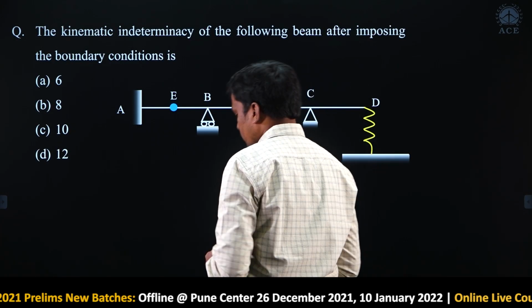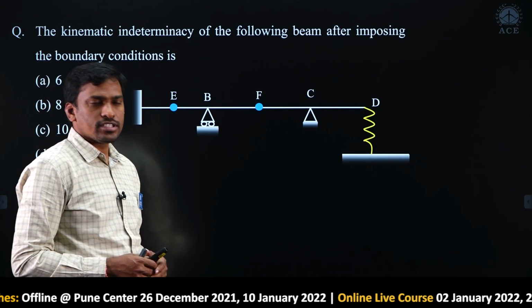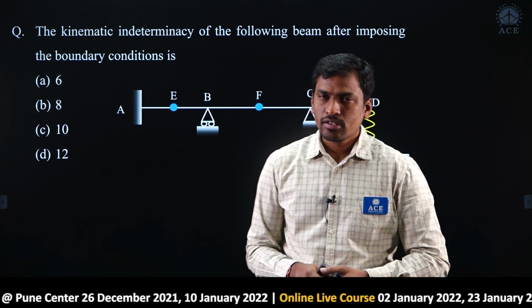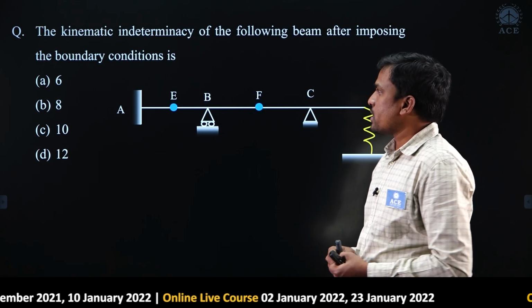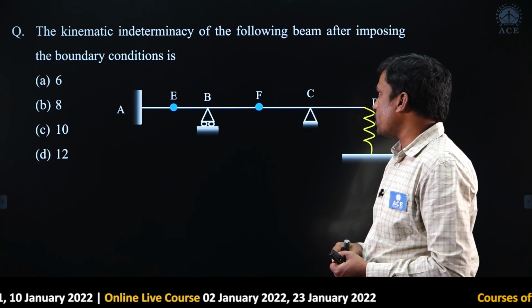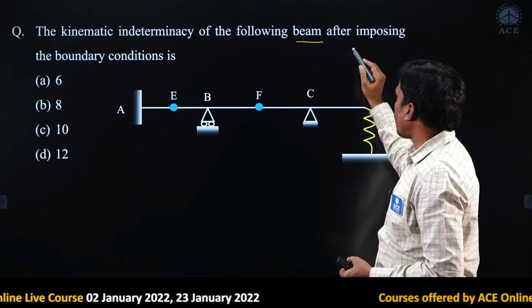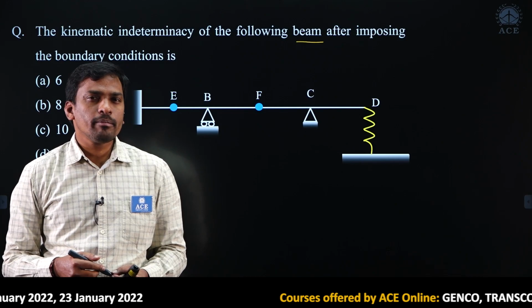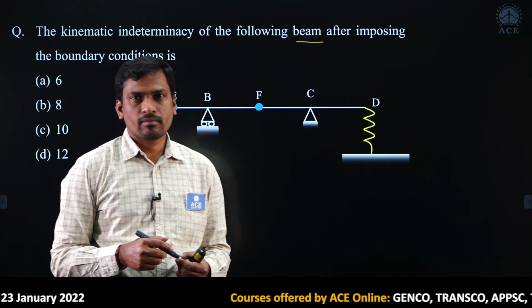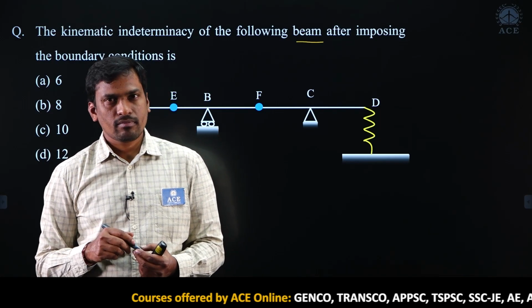Now, question number 1. This is a question from the kinematic indeterminacy chapter. Here is the given diagram. He is asking to find the kinematic indeterminacy of the following beam after imposing boundary conditions. What is the meaning of boundary conditions? Boundary conditions are nothing but known values, yes or no.